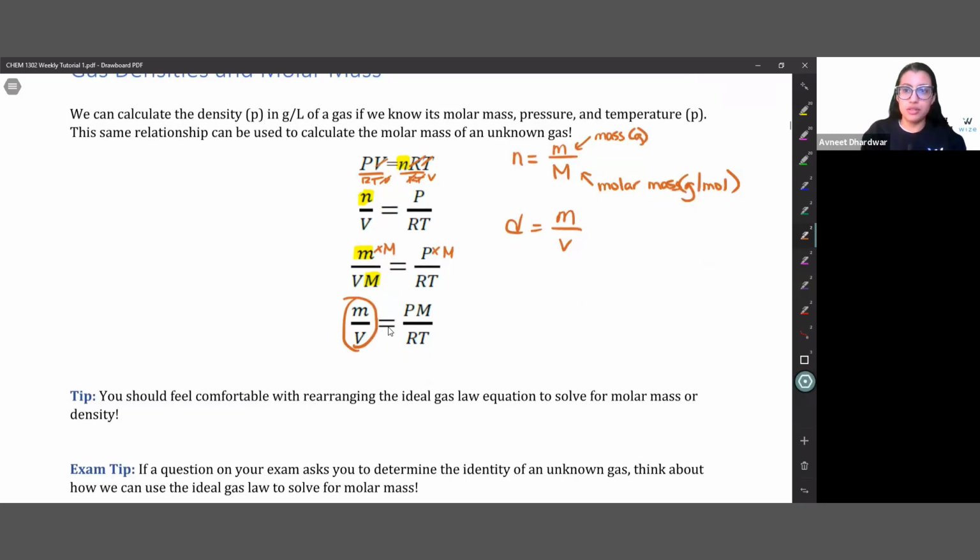Okay, so here's my tip: make sure you feel comfortable with rearranging the ideal gas law equation like I just did to solve for density. We can also look at how to solve for molar mass. So if I was instead interested in solving for the molar mass of a gas, well, that means we're just solving for this big M. So what you would do is you would have little m, you would multiply both sides by RT.